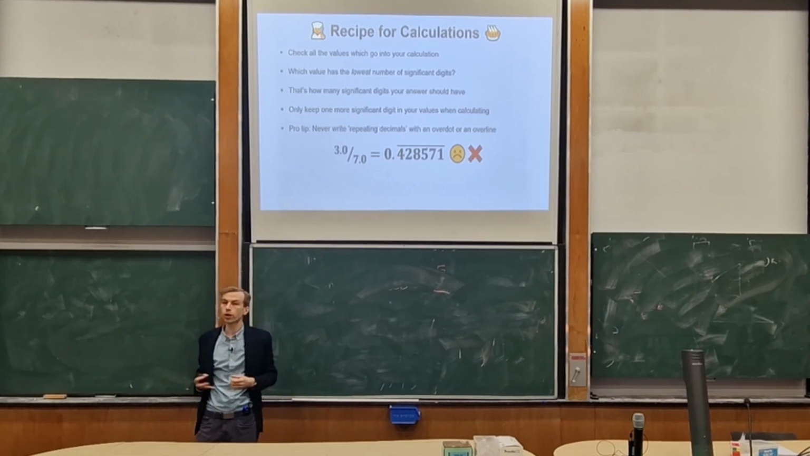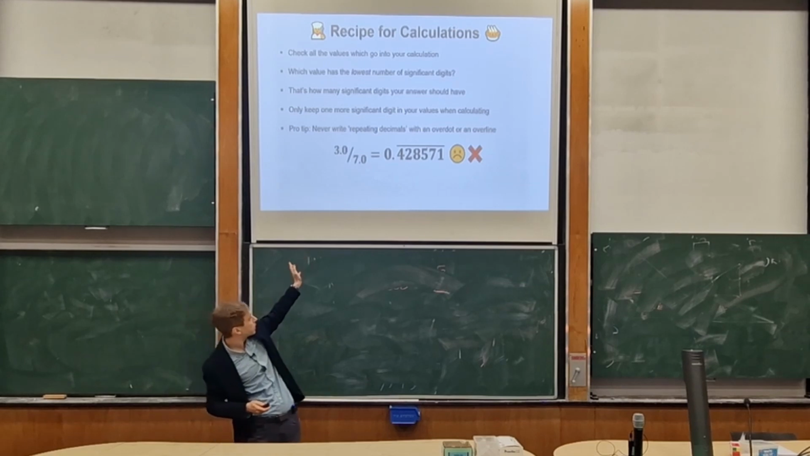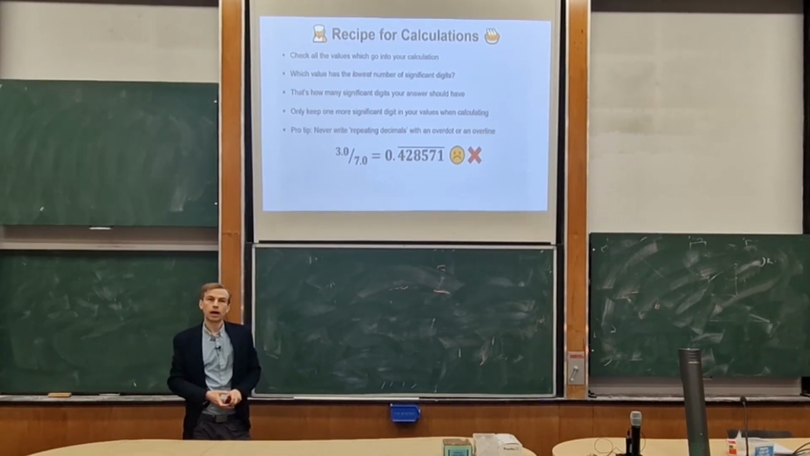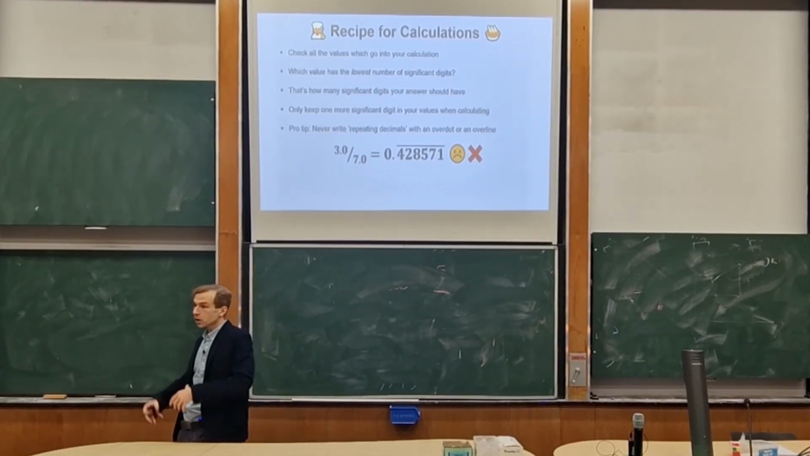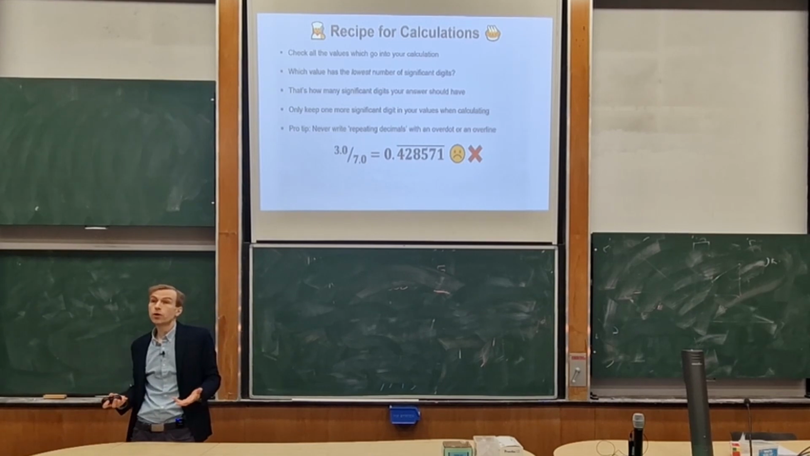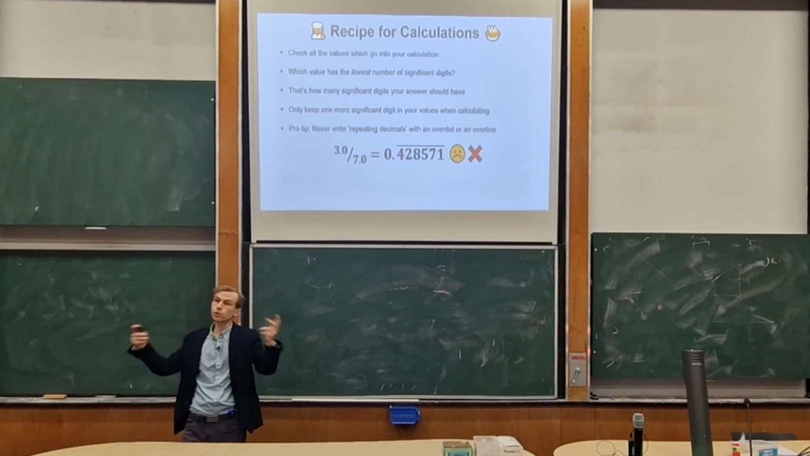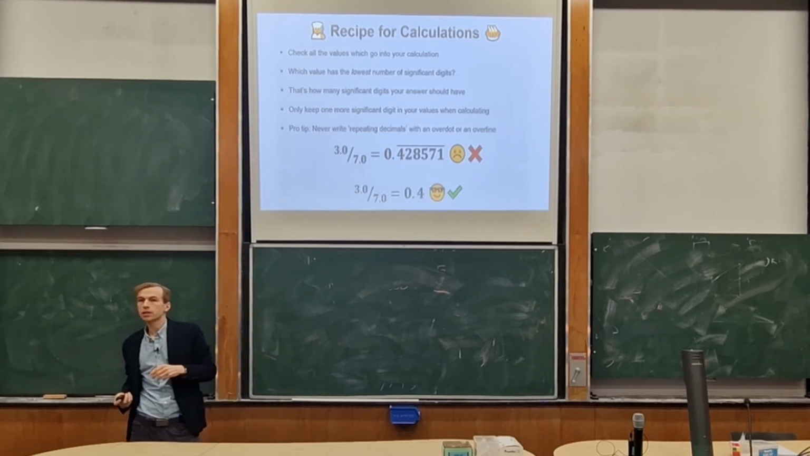If we have 3.0 divided by 7.0, in maths, strictly speaking, it's a repeating decimal. And you can put the line on, and that means that these digits go on for infinity. But in science, of course, we never know that. So if you're doing this in science, well, we only have 2 significant digits going in, so we only want 2 significant digits coming out.